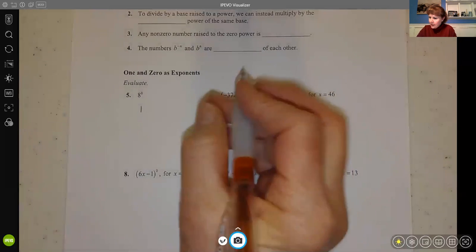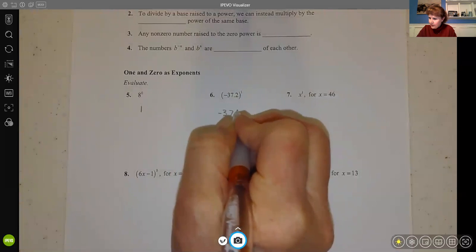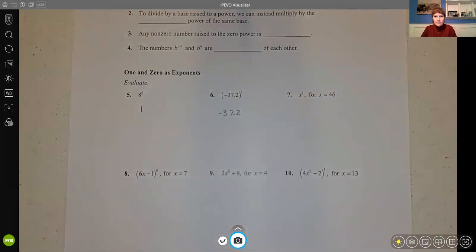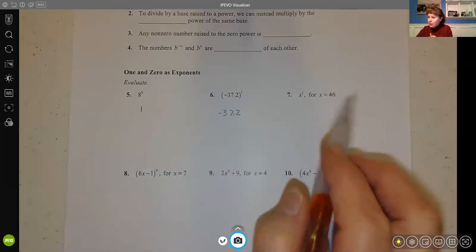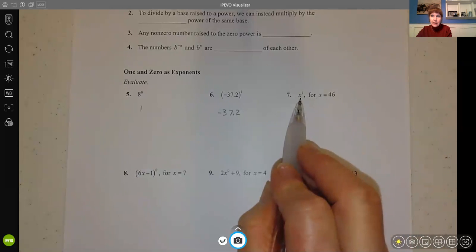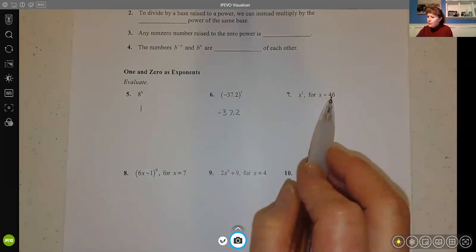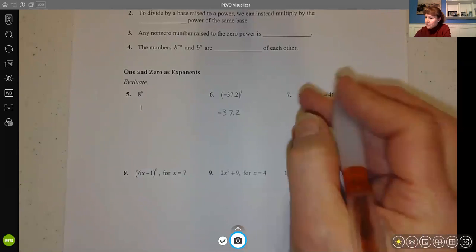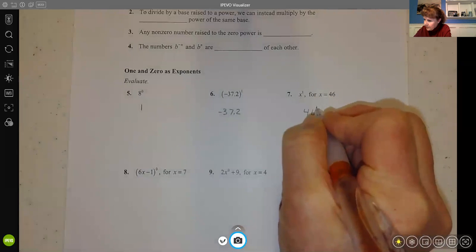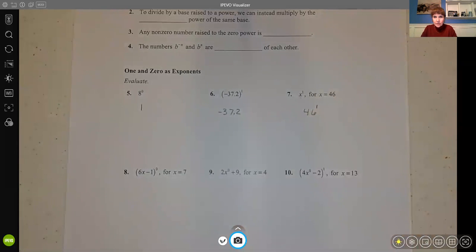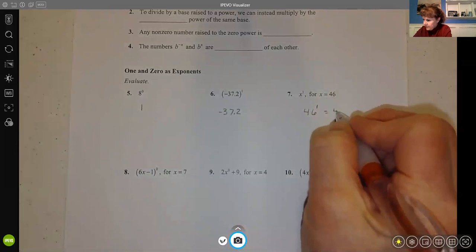So this statement right here, 37.2. Those are equal to each other. Anything to the first power is the base itself. Now in number 7, 8, 9, and 10, they're asking you, what if you substituted in this value for the x, what does it equal? Well, if I substitute 46 into x to the first, I get 46 to the first, which is just 46.